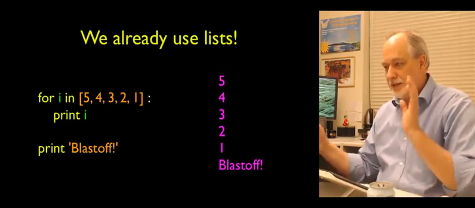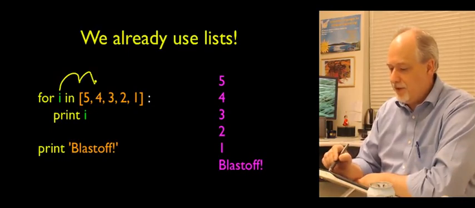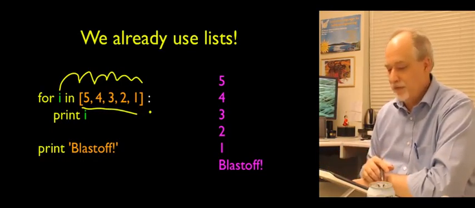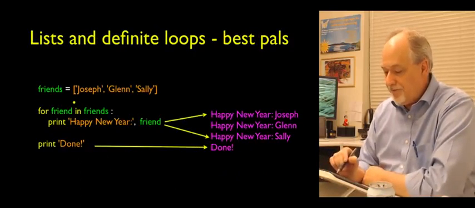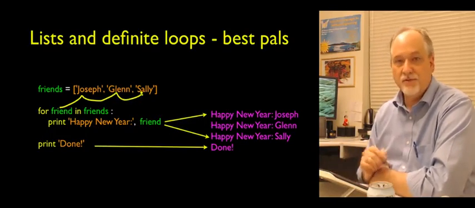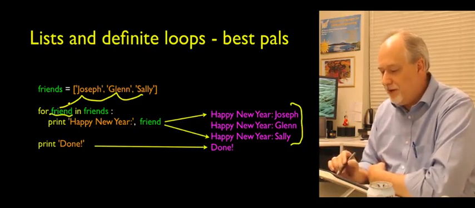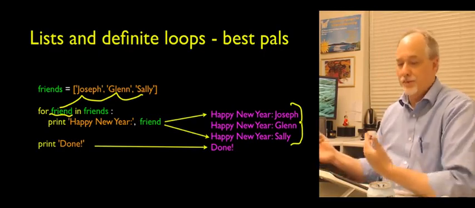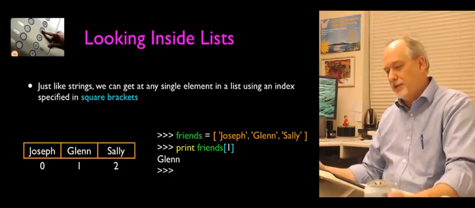Like I said, we have been going through lists all along. We have iteration variables, for i in. This is a list. We've been using it all along. Similarly, we've been using lists in definite loops, a great way to go through lists: for friend in friends. It goes through 3 times, out come 3 lines with the variable friend advancing through the 3 successive items in the list, and away we go. So, again, lists are not completely foreign to us.